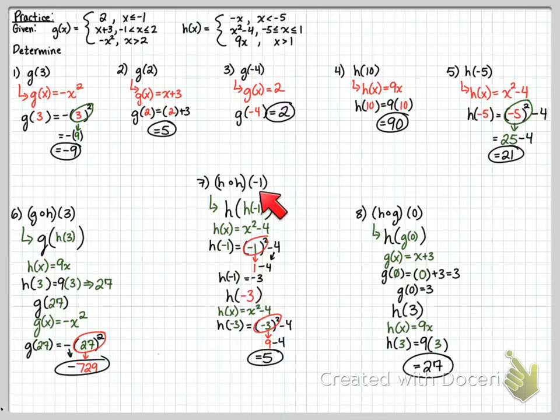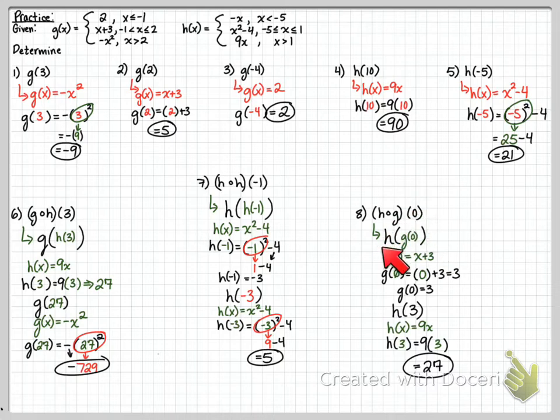Then I'm plugging negative 3 in for h of negative 1 here. So now it's h of negative 3. I take that negative 3 and I look up here, and negative 3 again falls in between negative 5 and 1. So I'm going to be using h of x equals x squared minus 4. Plug in negative 3 for x. Negative 3 squared is 9, minus 4 is 5.